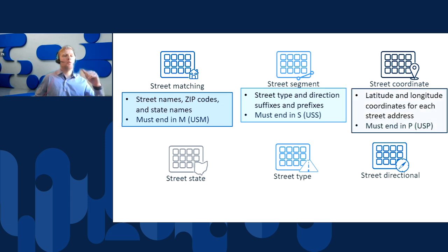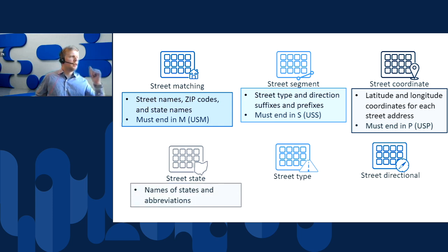Then the street coordinate dataset contains the actual latitude and longitude values for each possible address. It needs to be stored in the same location and have the same name as the street matching and street segment dataset, except it must end with P. So the default name for US geocoding is USP. Then the street state dataset contains character names of states as well as different possible abbreviations and codes. So essentially all of the different ways that a state could be referred to.